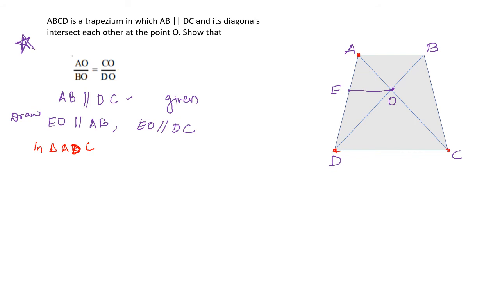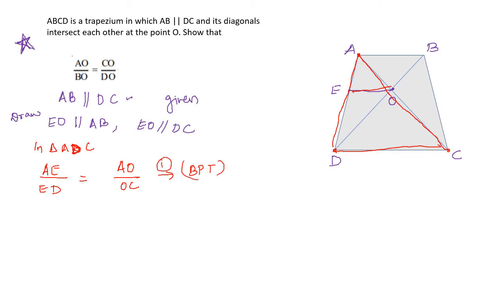This is the triangle I'm talking about. If I'm taking this triangle ADC, now what do I have? EO is parallel to DC. So what do I have? I can write AE by ED is equal to AO by OC. That is BPT. That is my first equation.